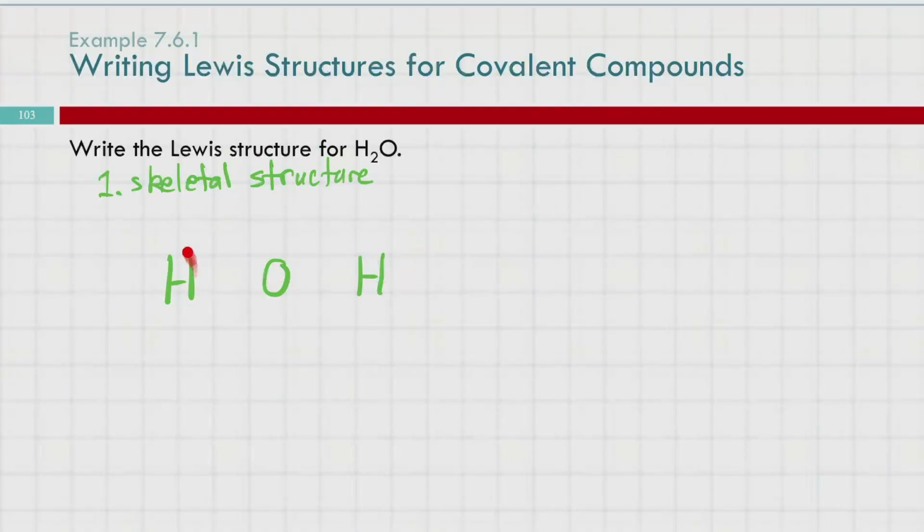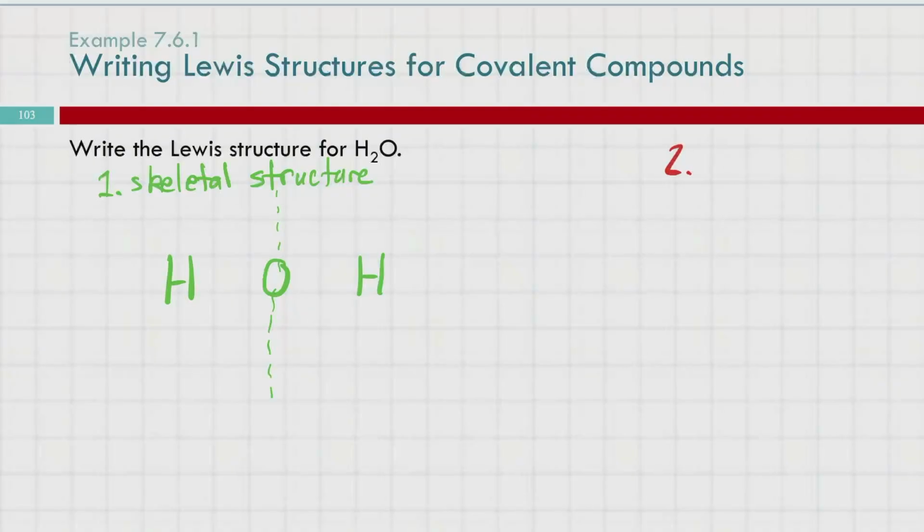So we put the hydrogens flanking the oxygen. It's nice and symmetrical. The left looks the same as the right. We got a little dashed line through there. If you mirrored it, it's exactly the same. So that's our first step, relatively easy here.